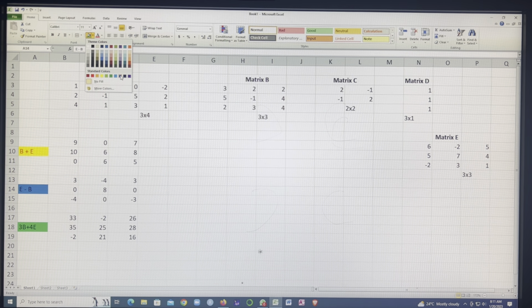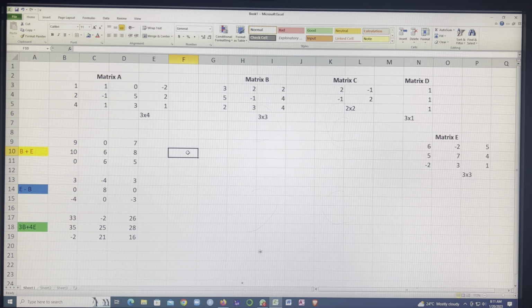Okay. Let me highlight. Now I come on this side. Now let me do multiplication. So I want to multiply two matrices. So I say matrix A times matrix B. Now the question is, can I multiply matrix A and matrix B, thereby having matrix A to be first? Matrix A has 3 by 4 dimension. Matrix B has 3 by 3 dimension.